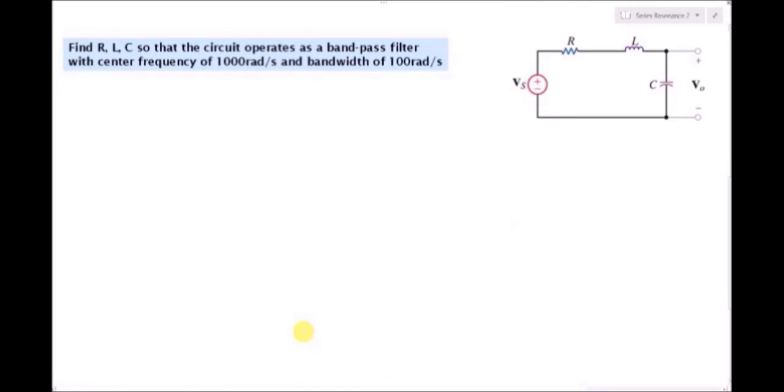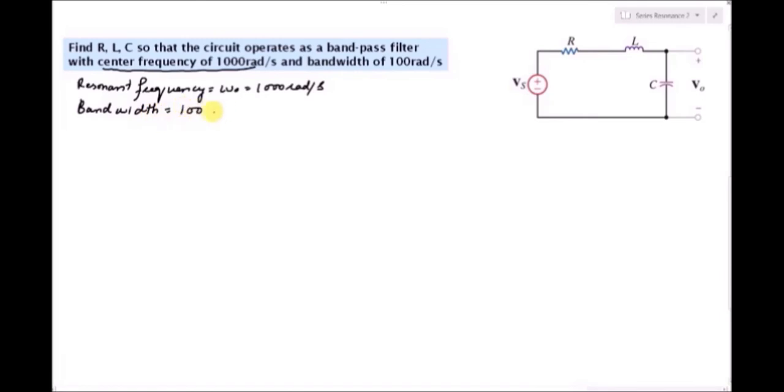The second example that we are going to solve in this RLC circuit, we are given a center frequency, and by center frequency we mean the resonant frequency, and the bandwidth is given, that is 100 radian per second. We have to find resistance, inductance and capacitance.